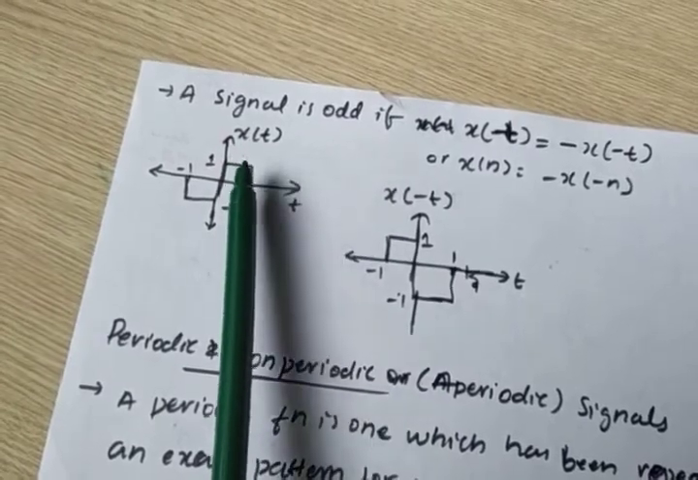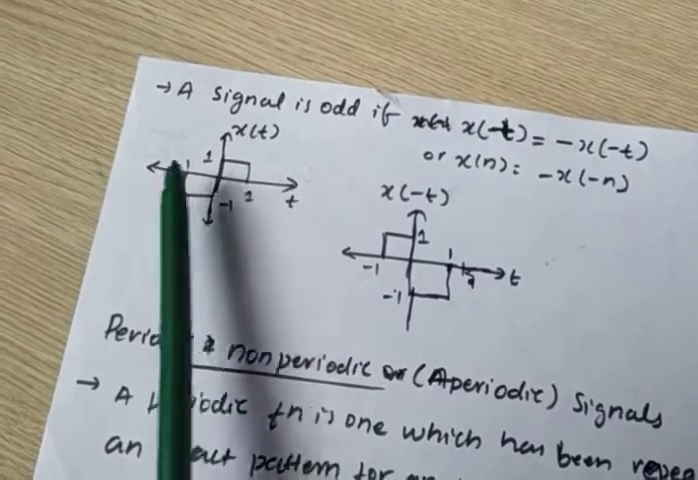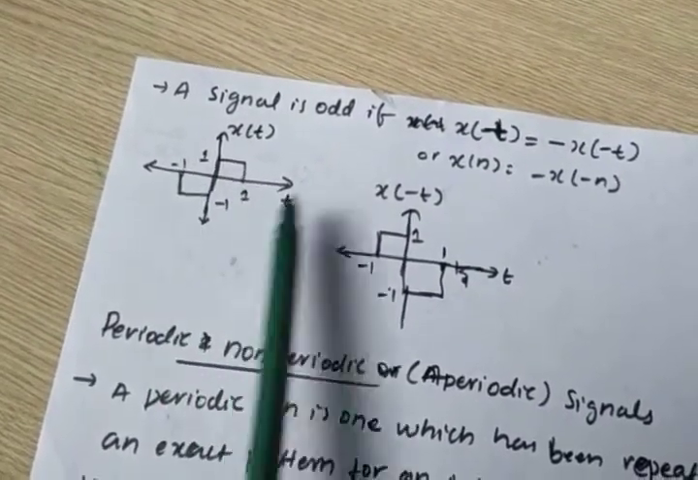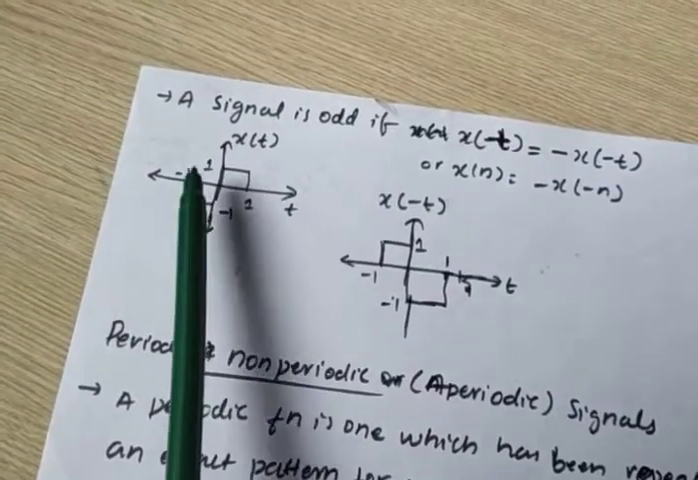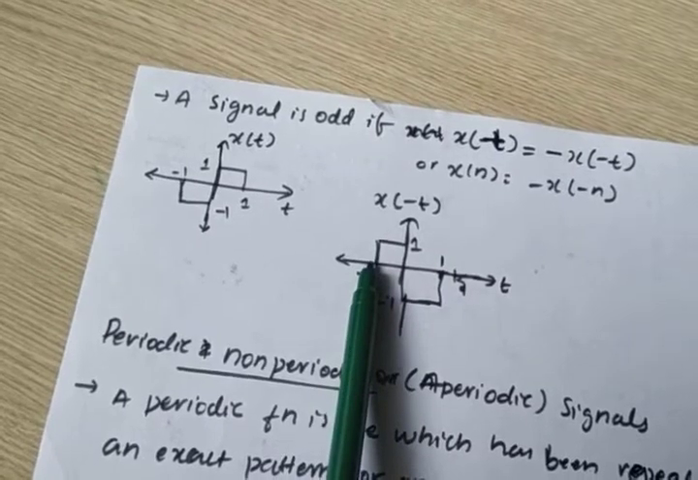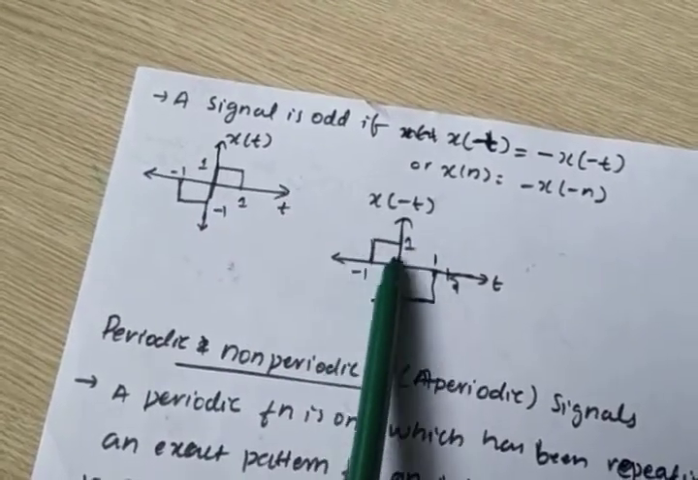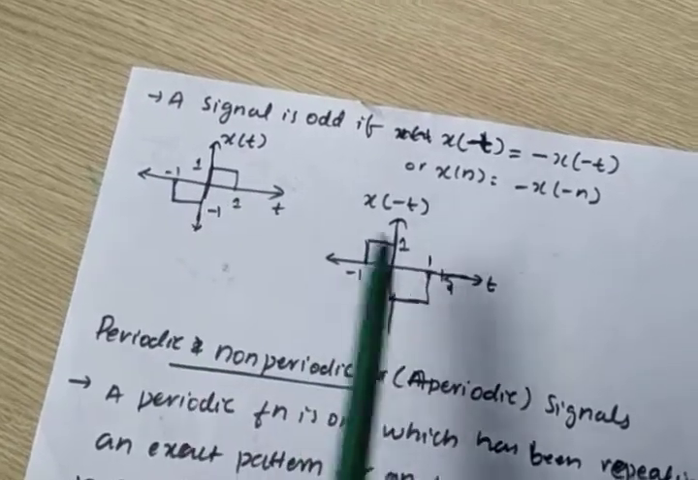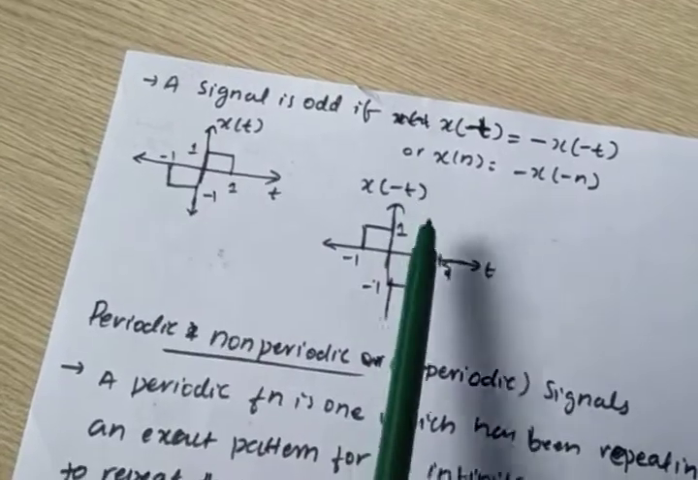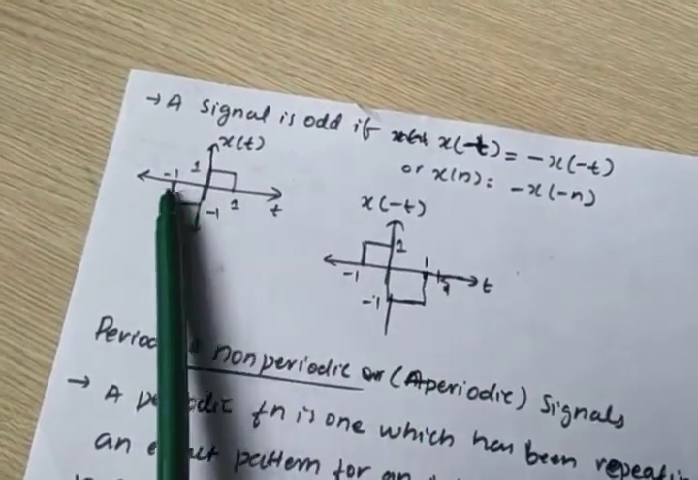With respect to the y axis, if you flip this, -1 becomes +1 and +1 becomes -1. That means this part of the signal changes to here, and this part changes to here. That's why I drew it like this. Because +1 becomes -1, this part changes to this coordinate, and this part changes to that coordinate, because -1 becomes +1.